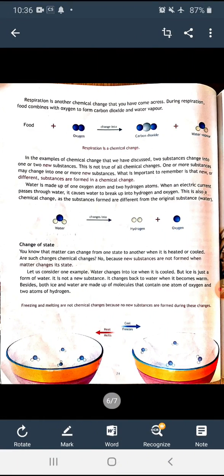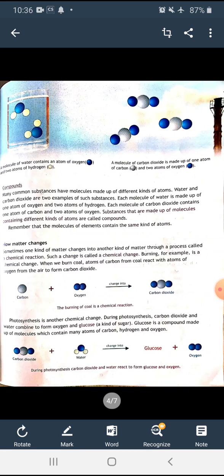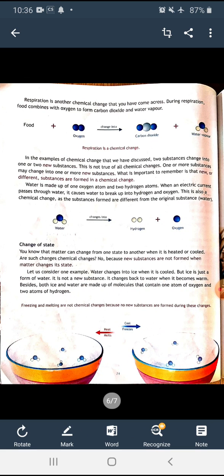So this is basically what we have discussed today. What is matter? What are the three states of matter? Elements, when they join with the same kind of atoms, and compounds, when they join with different kinds of atoms, and how matter changes, how a chemical reaction will happen. So here we have taken the burning of coal, photosynthesis and respiration as examples.